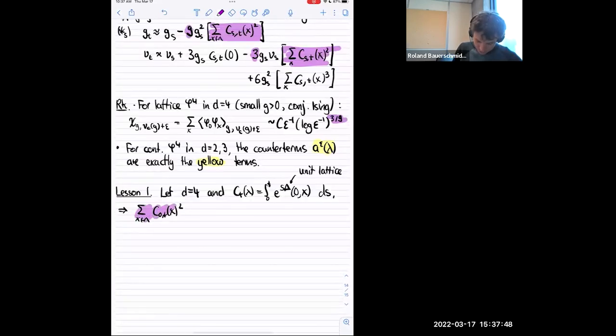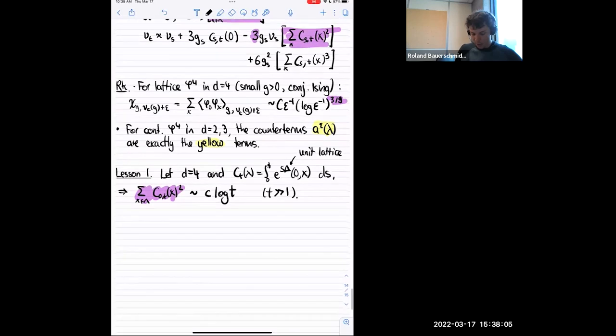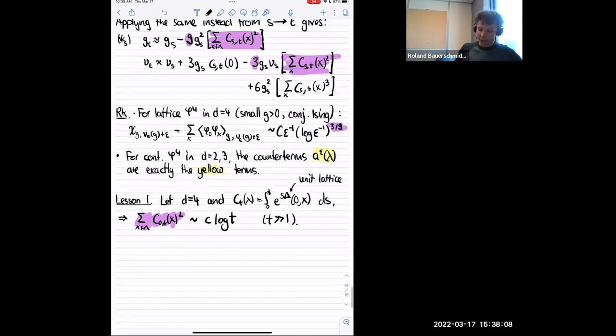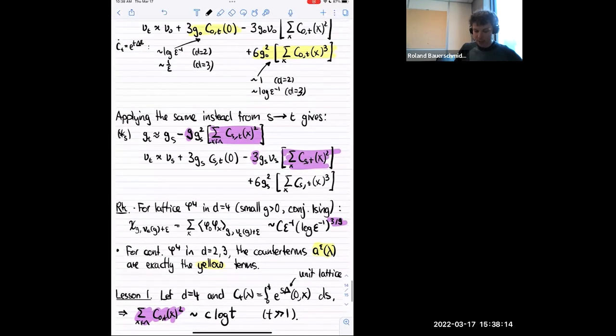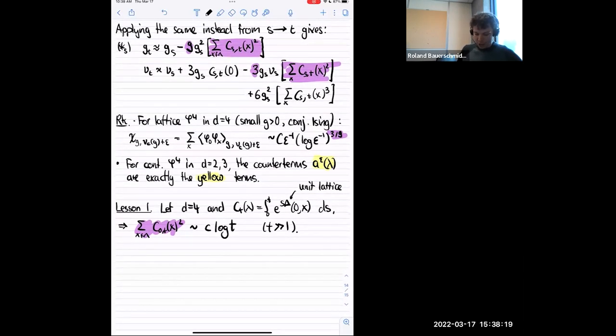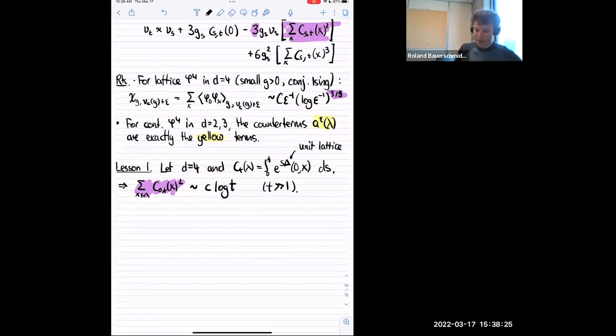So anyway, this is just the purple term. And in four dimensions, this diverges like some constant times log t for large t. So this is another divergence that you formally see in these equations. Now, it's not happening at short distances, so in this limit, epsilon goes to zero, but epsilon is fixed to one. It happens at large distances when t becomes large. So this is what's called the infrared problem rather than the ultraviolet problem.